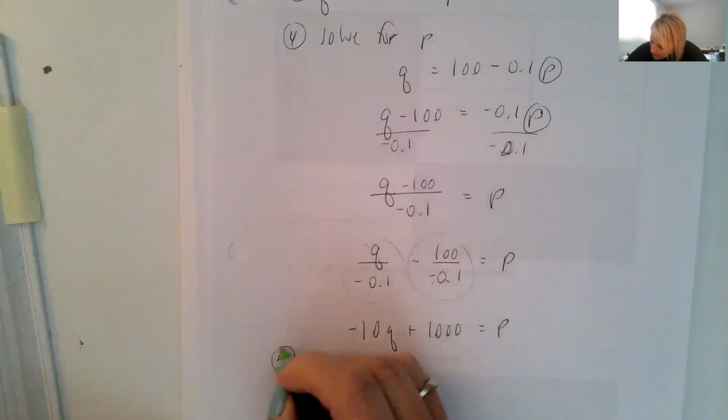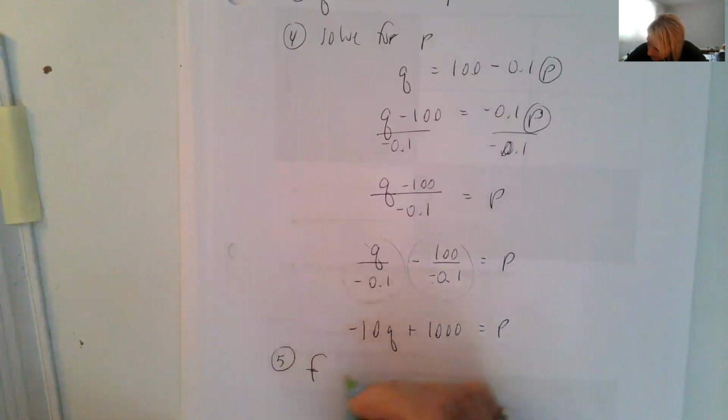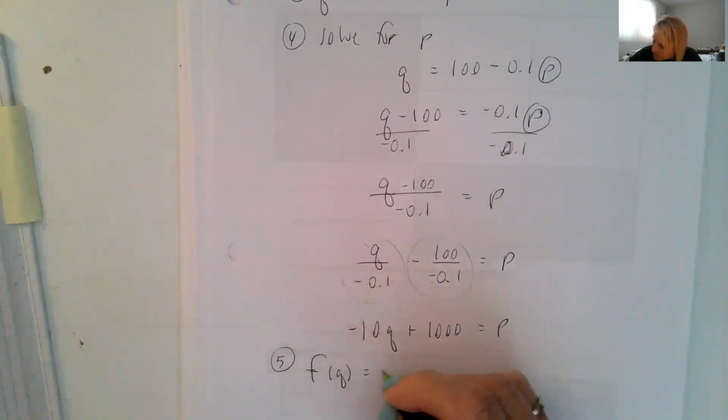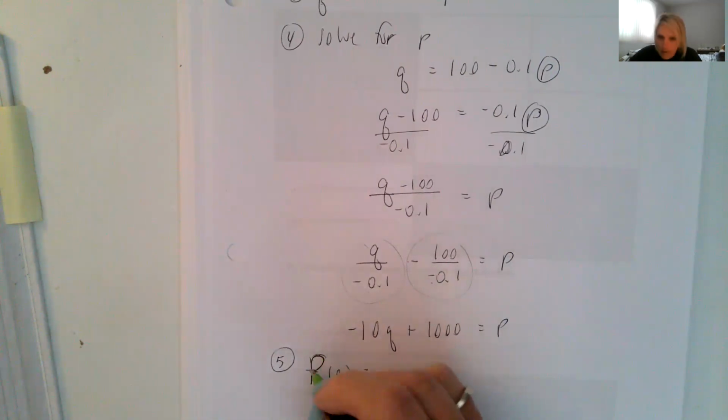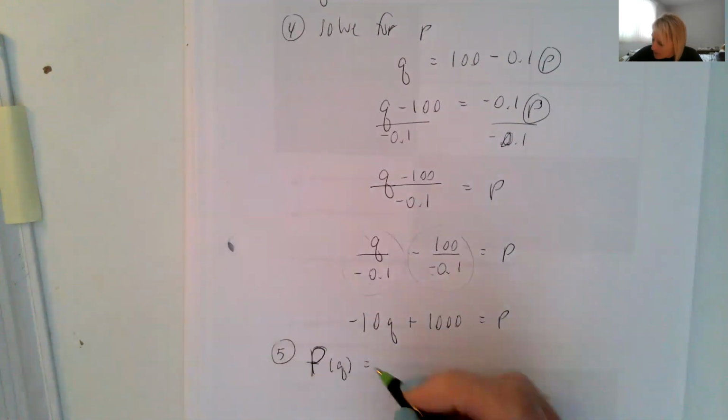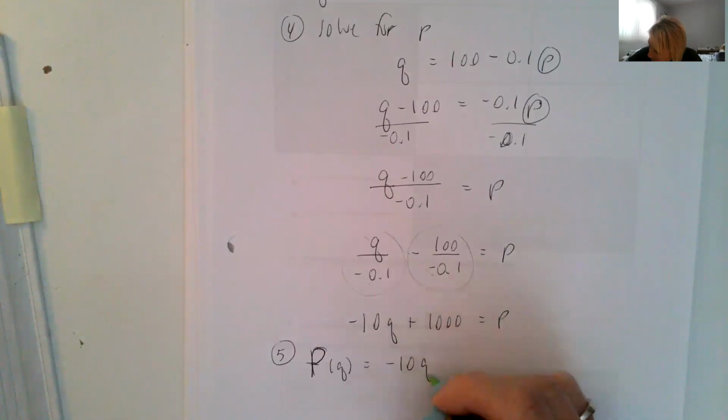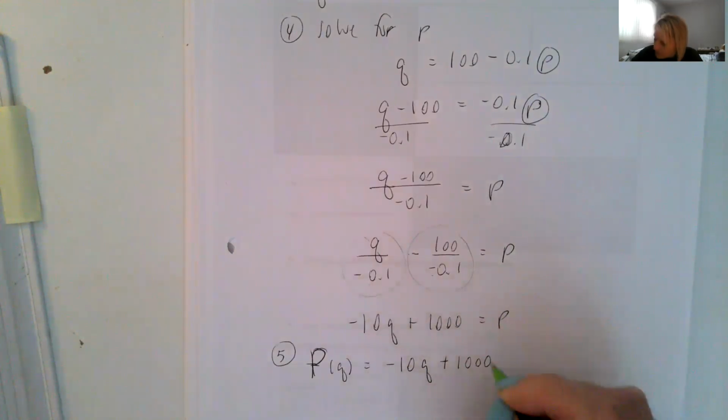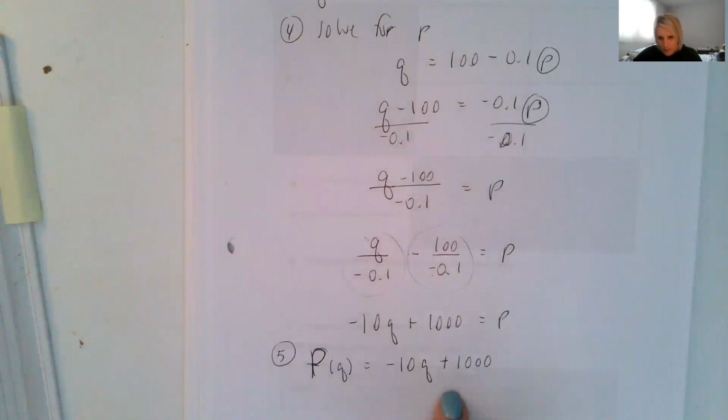So then our fifth step is we're going to write the function of p, where q is the input. So it's a negative 10q plus 1,000. So the price is dictated by the quantity. So as the quantity increases, it drives the price down.